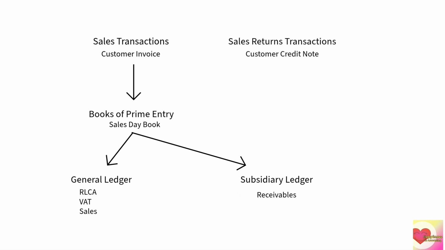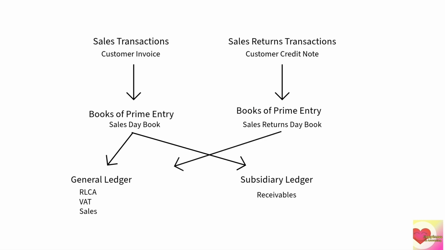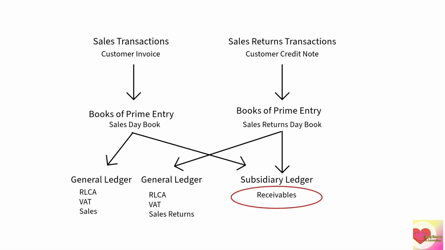Next, when we have sales returns, meaning our customer returned defective goods to us, we issue customer credit note. We enter the credit note to the books of prime entry called Sales Returns Daybook. And then after a period, the total of sales returns daybook will be transferred to general ledger and the individual transaction to the subsidiary ledger. In general ledger, we enter in RLCA, VAT, and sales returns account. In subsidiary ledger, we enter in receivables or individual customer account.